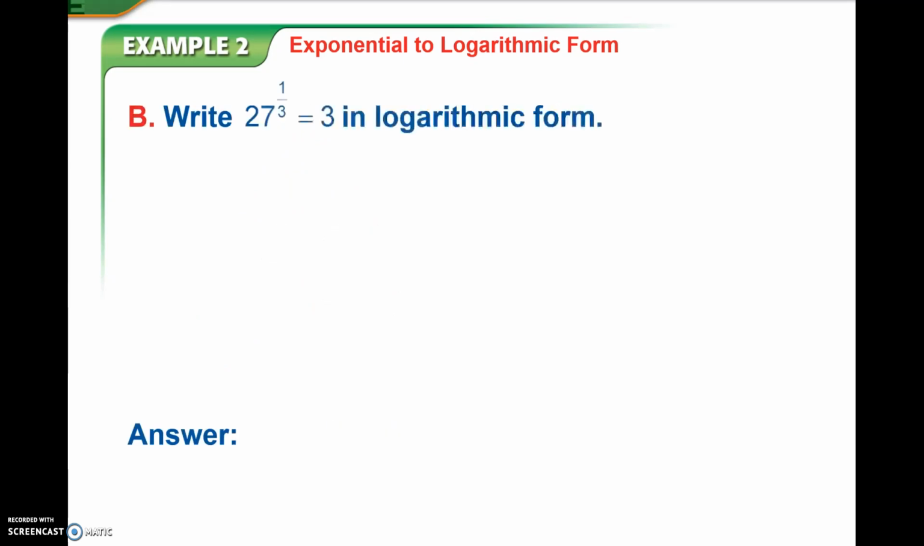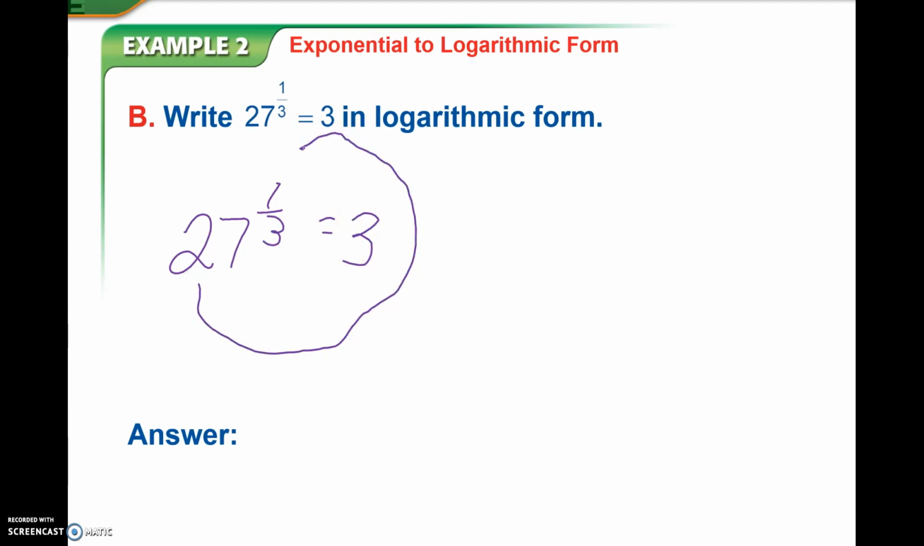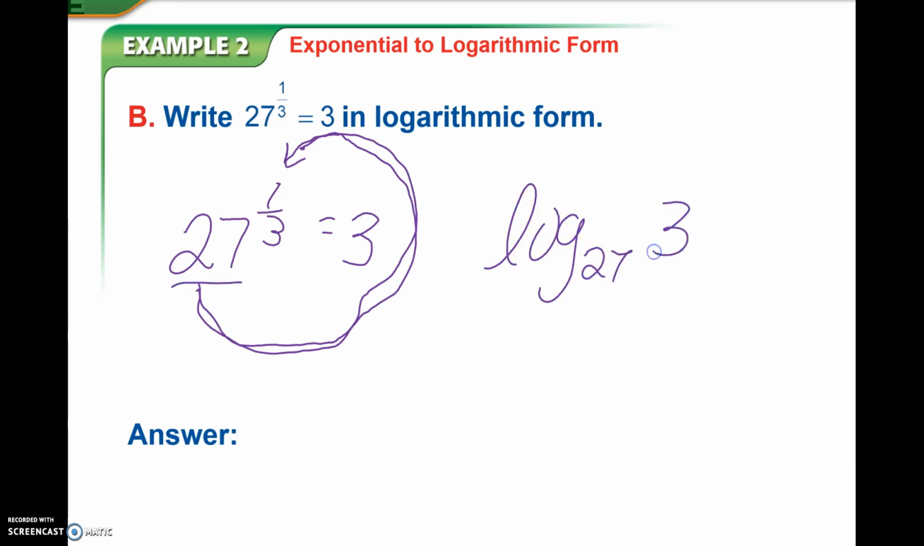So we have 27 to the 1/3 equals 3. So again, we start at the base, pick up our exponent, pick up our number, and end at our exponent. So log base 27 of 3 equals 1/3.